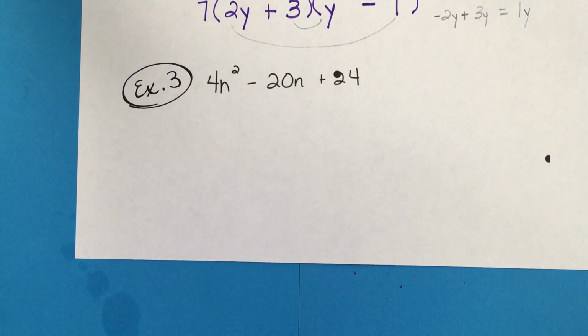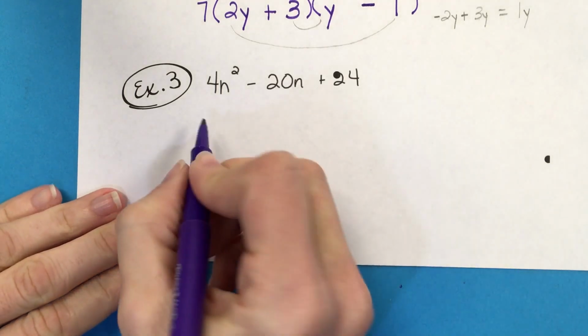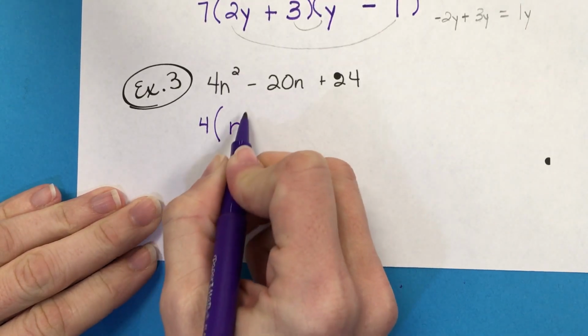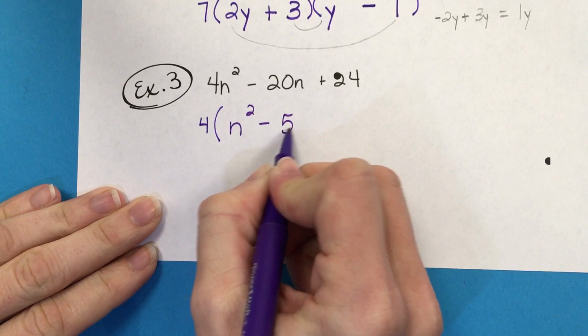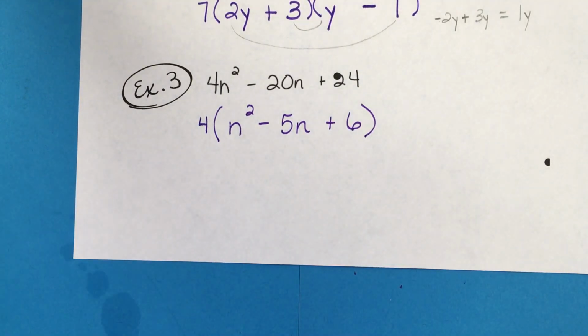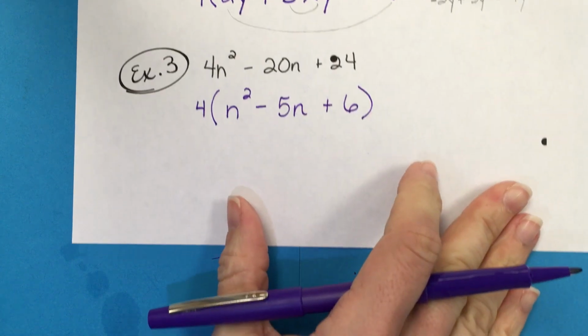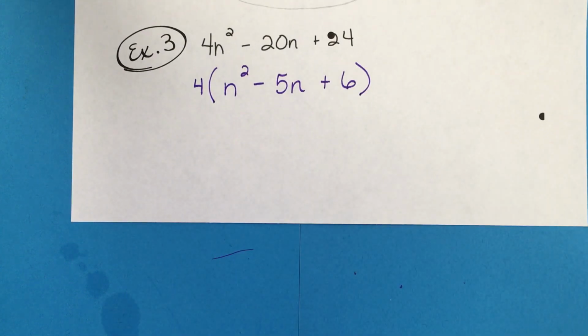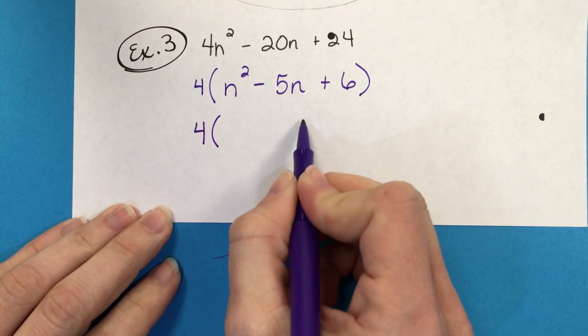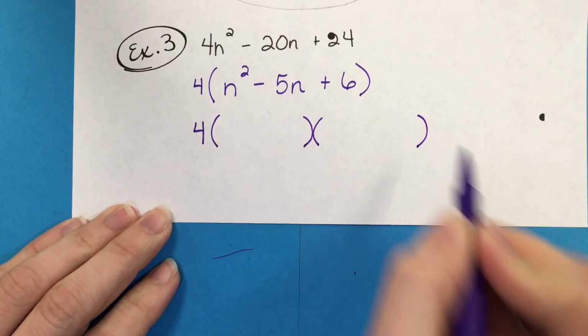All right, so if you look at your terms that you have here, you do have a common factor again, this time being a 4. So that would leave me with n squared minus 5n plus 6. Okay, so now I have a trinomial, so we just need to see if this trinomial will factor another step. So bring down your 4, do your 2 sets of parentheses.